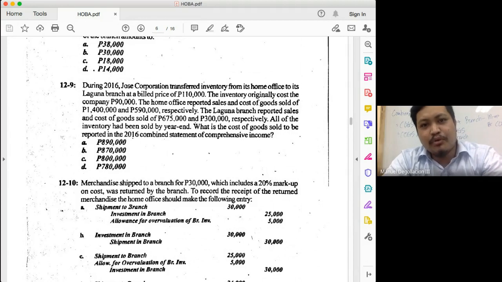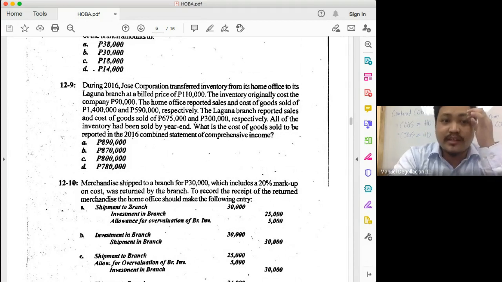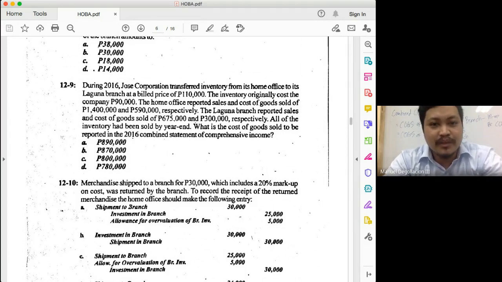The home office reported sales and cost of goods sold of $1,400,000 and $590,000 respectively. So I hope you understand what it means when it uses the word respectively. Kasa, how much is the sales? 1,400,000. How much is the cost of goods sold? 590,000. The Laguna branch reported sales and cost of goods sold of 675,000 and 300,000. All of the inventory had been sold by year end.